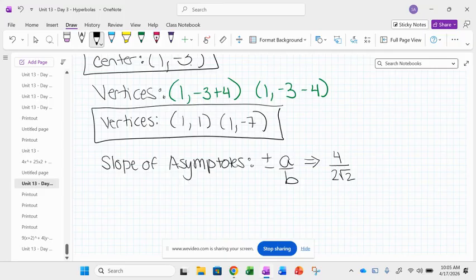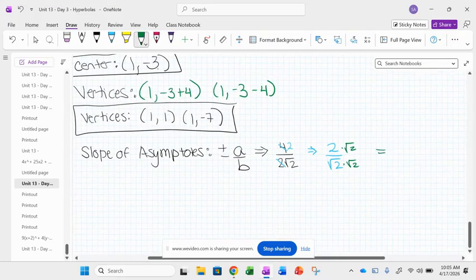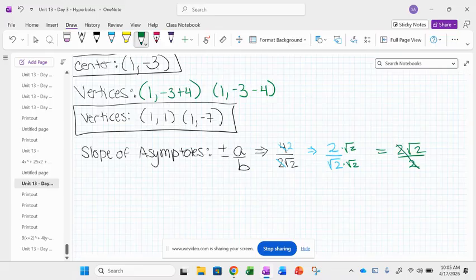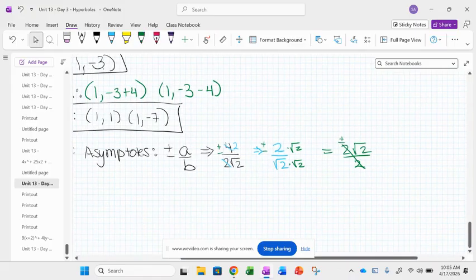No, there's a bunch of reasons I can't leave it like this. Quicker reason is I can simplify the 2 and the 4. So I get 2 over the square root of 2. Bigger reason is I can't leave a radical in the denominator. So I'm going to rationalize. So the slope of the asymptote is going to be 2 root 2 over 2. And don't those 2's cancel? Sorry, plus minus. This should all be plus minus. So this is going to be plus minus the square root of 2 is the slope of the asymptotes.